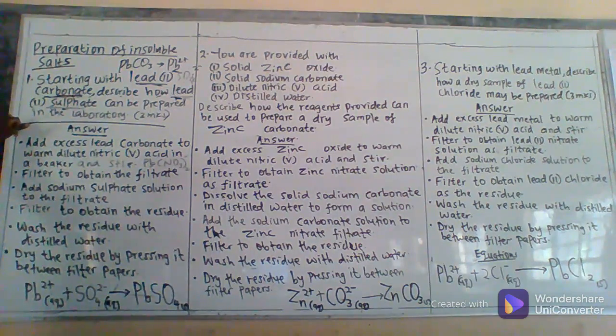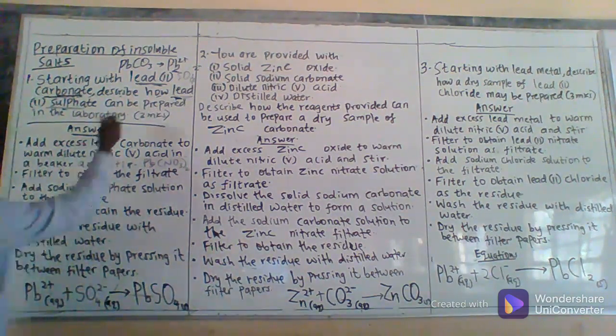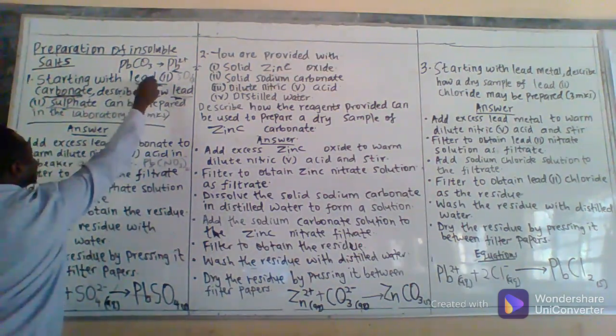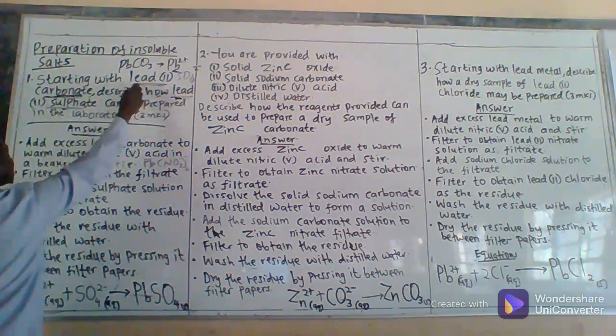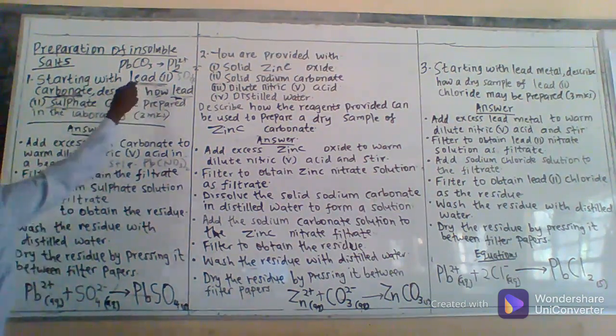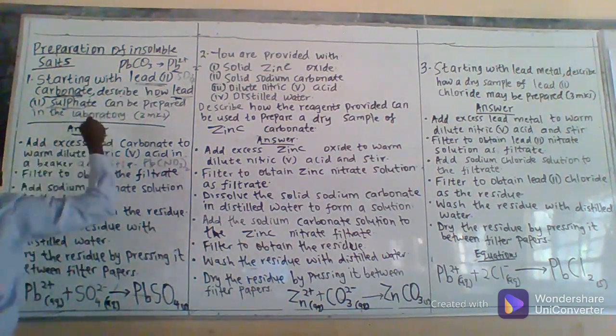So the only thing that we can do, we need to have a solution containing lead ions and a solution containing sulfate ions, so that when we react them, they are going to exchange ions and we get lead sulfate. In this case, we cannot get a solution of lead ions by adding water to lead carbonate, because lead carbonate is insoluble in water.